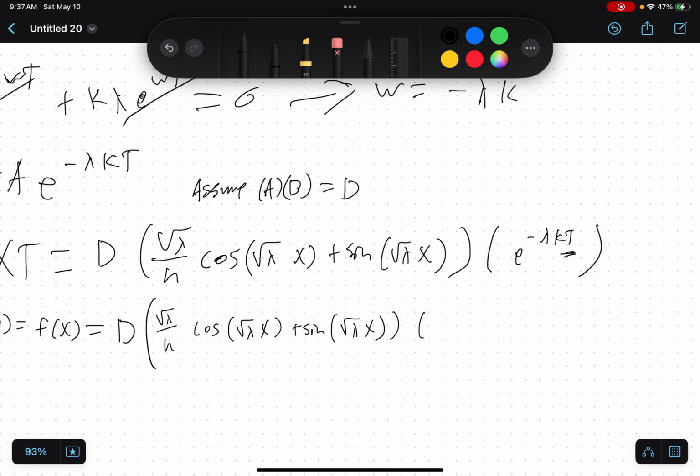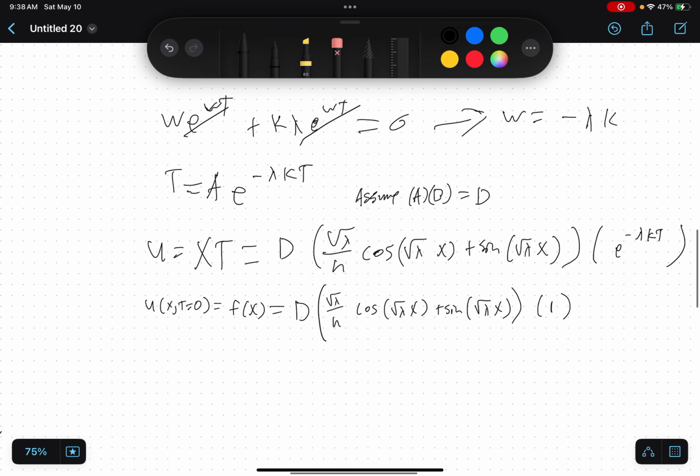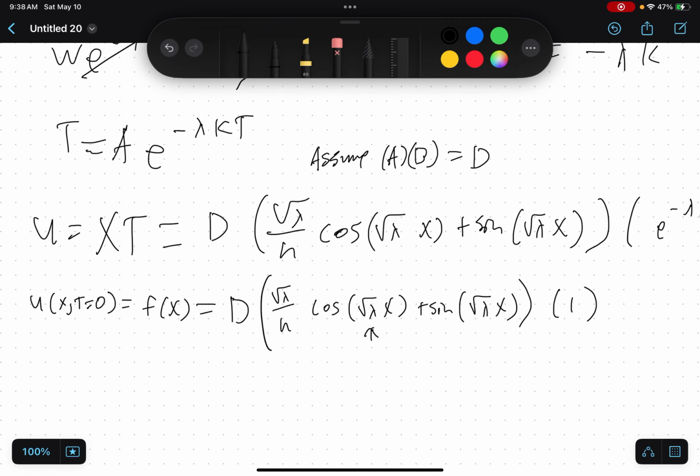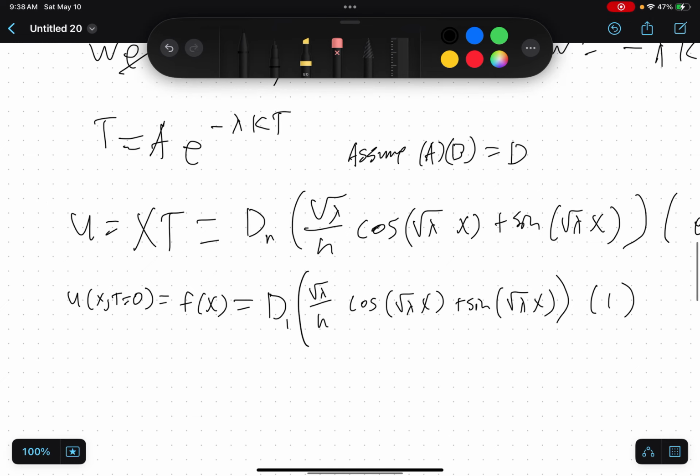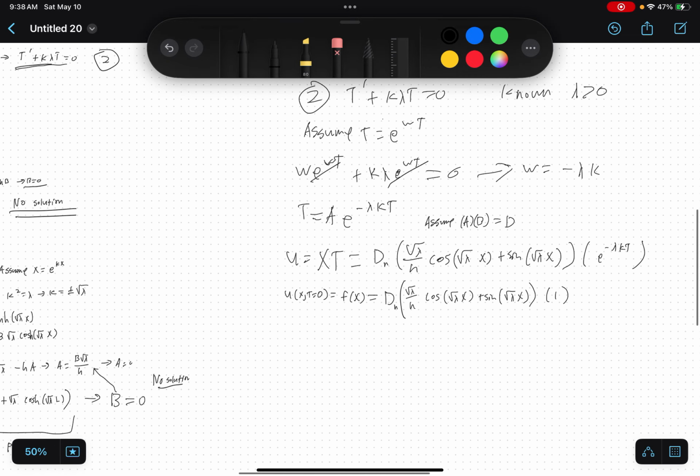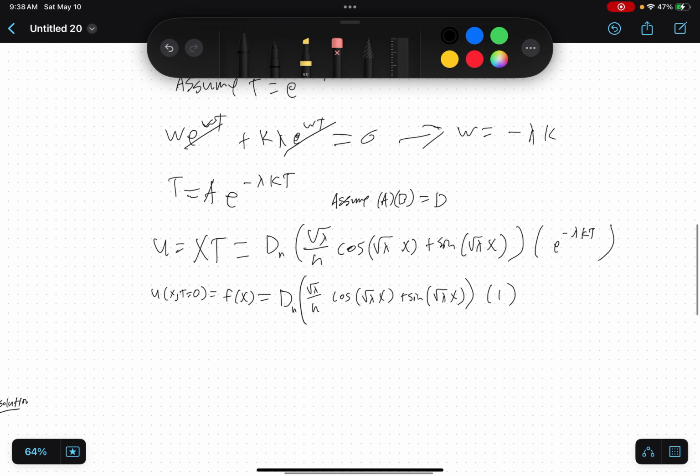Except this, if you plug in t equals 0, you just get e to the 0, which is 1. Gotta write this bigger to match. Okay. Cool. And again, remember, there are infinite number of these lambdas. So, all right, technically, I do have to write dn because there are infinite number of n's, or d's also. Okay.